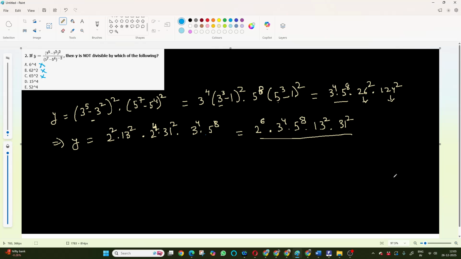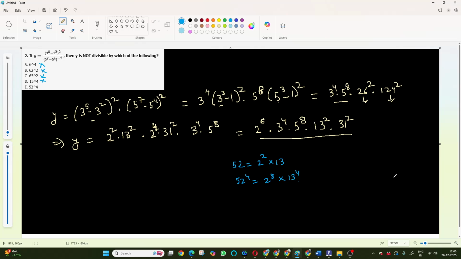15 to the power 4 is 3 into 5 to the power 4. So I need each of 3 and 5 in at least four powers. So we can already see that is there. And just to validate the last answer choice, 52 is nothing but 2 square into 13, right? So 52 to the power 4 is nothing but 2 to the power 8, 13 to the power 4.